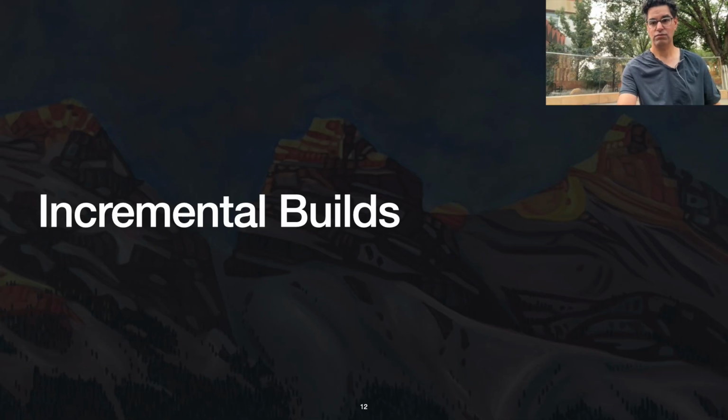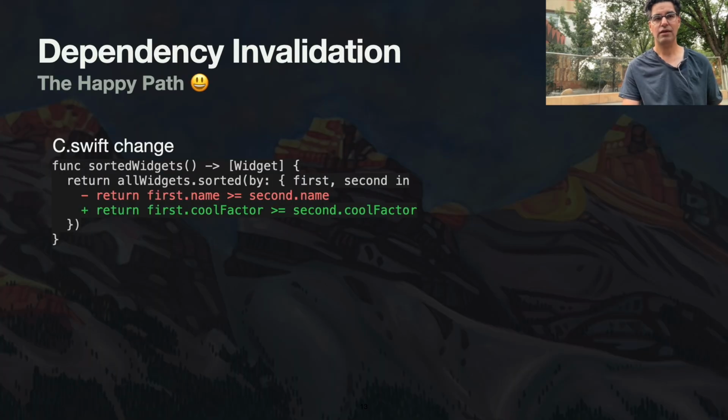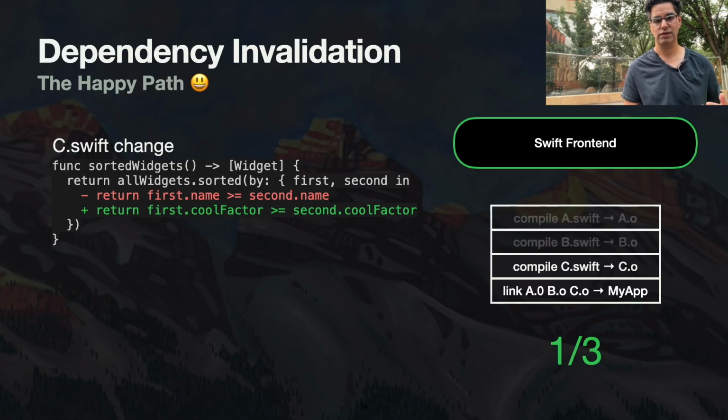It knows how to limit the amount of work it has to do. We use this all the time. Let me give you an example. Let's say that I want to change something in my C file. Just the internal functionality of a method. We're not changing the interface. We're not changing how the method works. Nobody else depends on this. It just returns a list of sorted widgets, and we're changing the way it sorts.